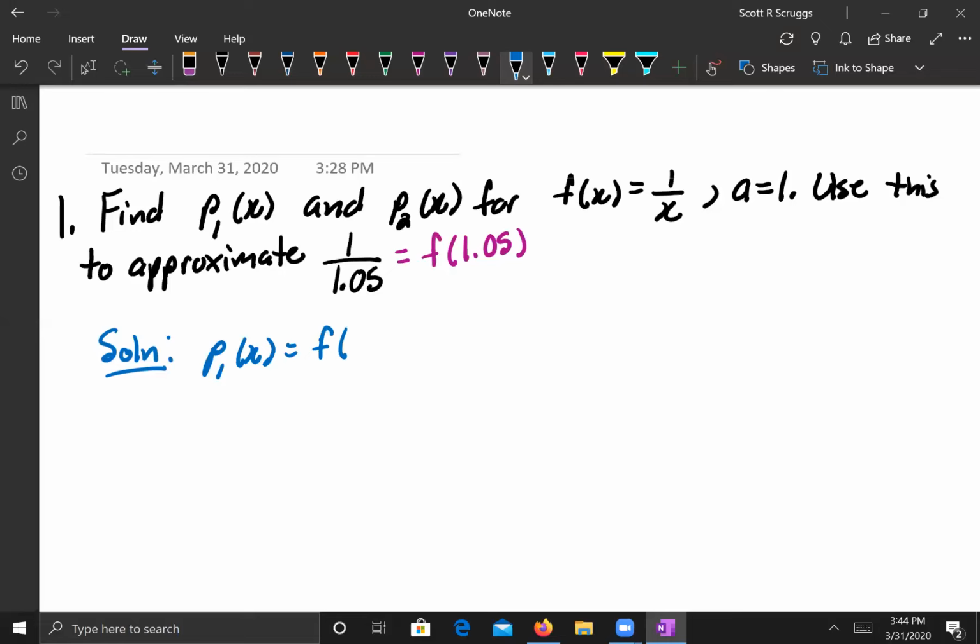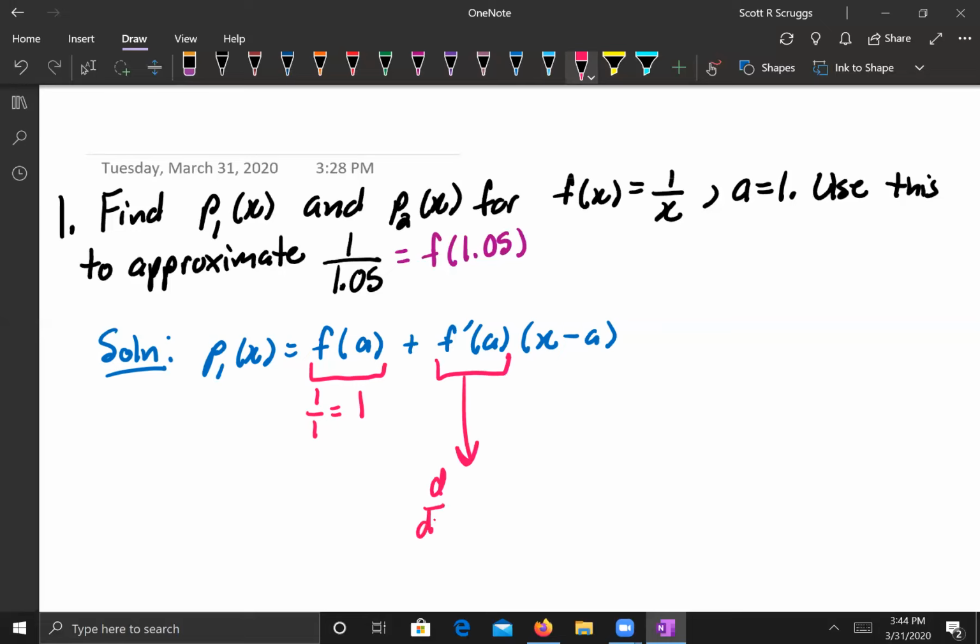So recall that the first order Taylor polynomial is of this form. And since a equals 1, that means I'm going to plug 1 in for f of x, which means f of a will be 1. Keep in mind that the first derivative of 1 over x, or x to the negative first power, is negative 1 over x squared.